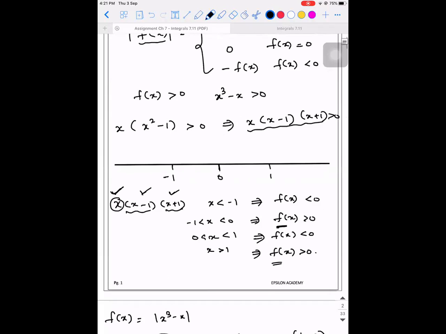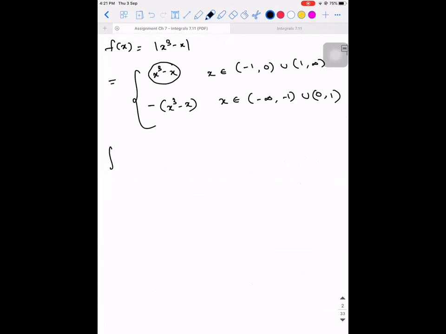Yes, sir. So the integral from minus 1 to 2 is what they need: modulus of x cube minus x dx. So minus 1 to 0, what is it?